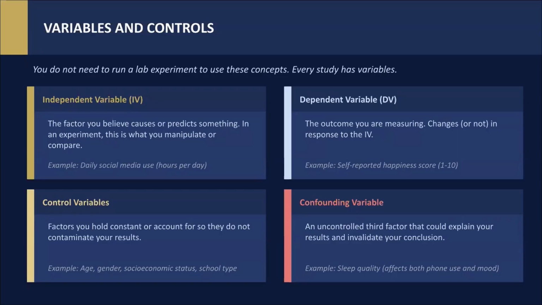And then the dependent variable. This is just the outcome you're measuring, and it changes in response to the independent variable, like a self-reported happiness score based on 1 to 10. And then the confounding variable. This is an uncontrolled third factor that could explain your results and invalidate your conclusion. For example, sleep quality affects both phone use and mood.